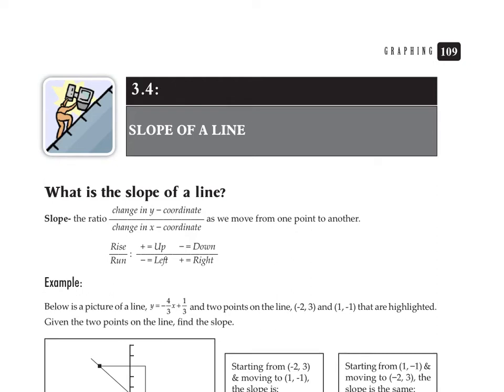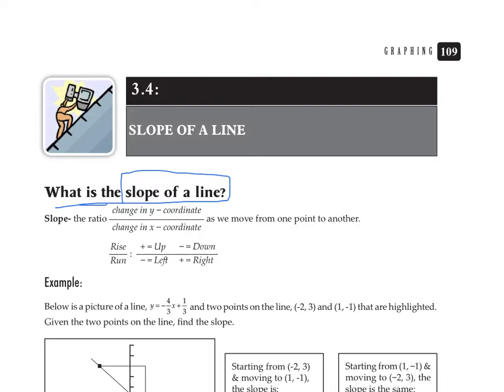Okay, today we're in section 3.4 of Al Grosch's book, Developmental Math 2. We're going to talk about the slope of a line. You may or may not have heard the term slope before, but what is the slope of a line? Slope is best to think of as just a number that measures how steep a line is.